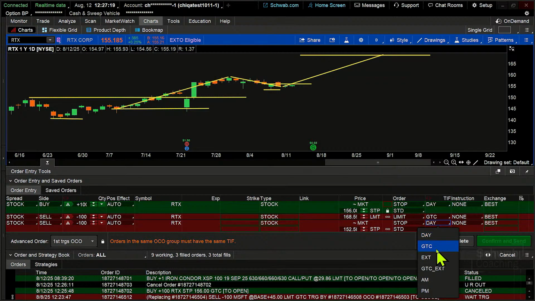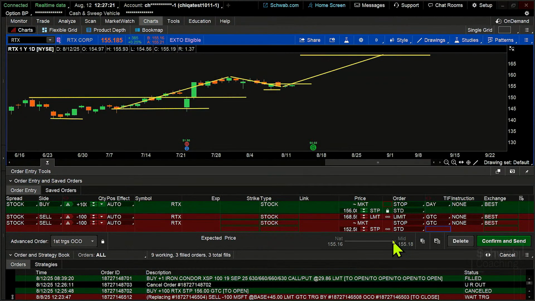I'm going to make that one good till canceled as well. And I'm going to make that a stop. So that if price comes down to that level, stop, wait until price gets to 152.58, then submit a market order, sell the stock at that point because it's going against me. So getting out quickly and letting it run to that price target potentially if it does move in that direction.